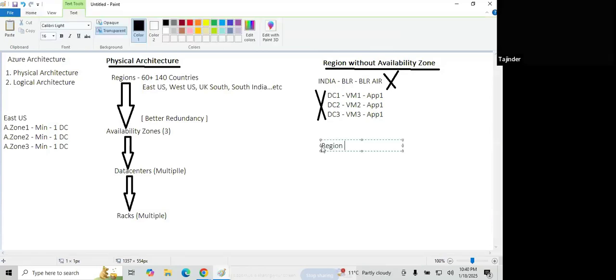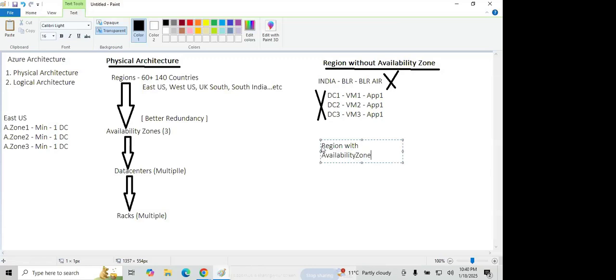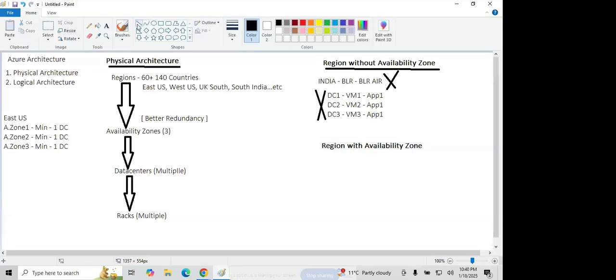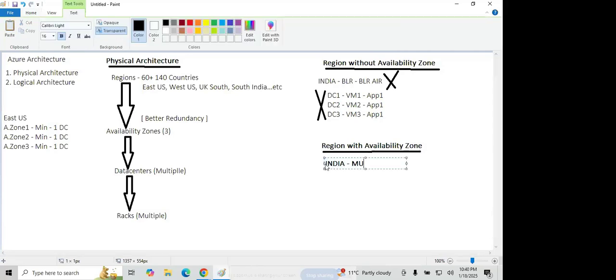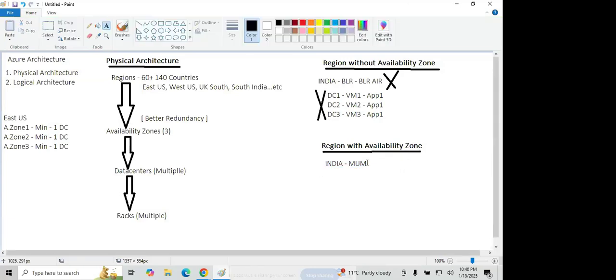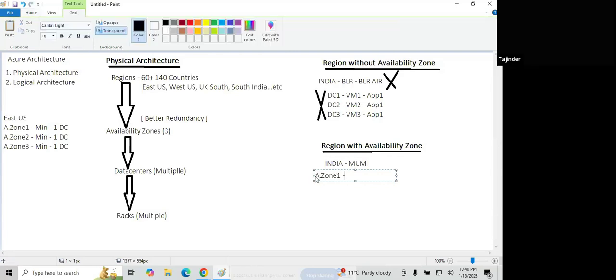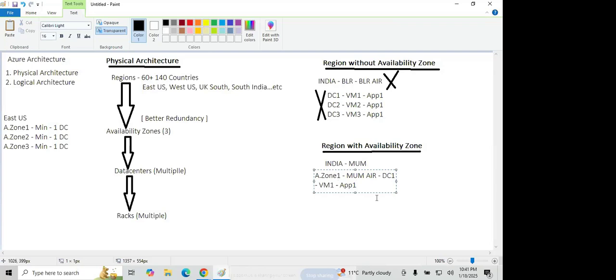Second is we have a region with availability zone. Any region with availability zone, we already know there will be three zones. Let's say this time in India, in Mumbai, Microsoft is setting up a region with availability zone. So there will be zone one. Basically, physical redundancy we are providing. Everything, power supply, everything will be redundant. So let's say in Mumbai airport, DC1, VM1, application one. Zone 2, let's say nearby Mumbai Zoo, VM2, application 1, and Zone 3, let's say Mumbai Railway Station, DC3, VM3, and application 1.